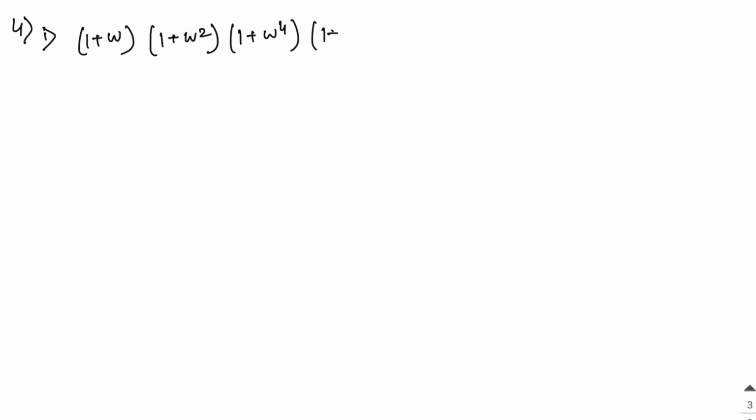Now here the next one, sum number 4. In sum number 4, if 1, omega and omega square are the cube roots of unity, show that: (1 + omega) into (1 + omega square), then (1 + omega to the power 4), then (1 + omega to the power 6). You have to show that, sorry, this one is 8: (1 + omega to the power 8), and you have to show that this equals 1.